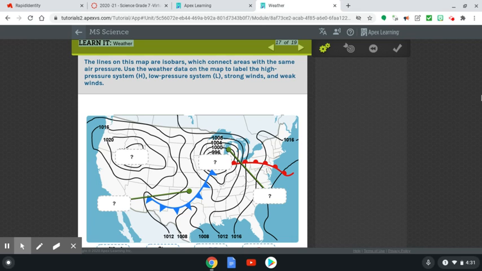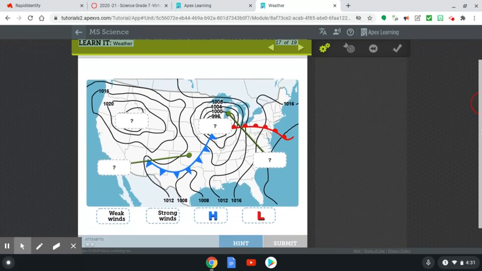And we're talking about high and low pressure. So if we look, the numbers from the outside, 1016, 1020, they're getting higher as you go to the center. So that would be a high pressure. Here we look at this system, and we have 1008, 1004, 1000, 996. So those numbers are getting lower. So that is a low pressure.